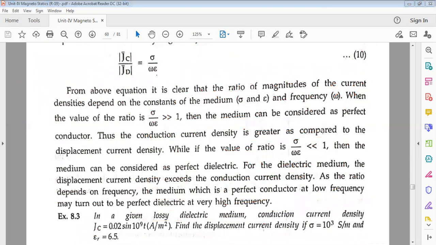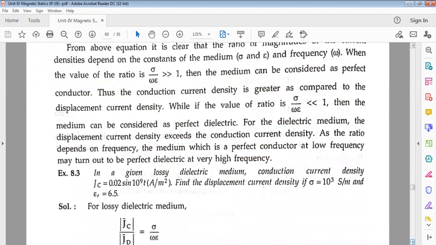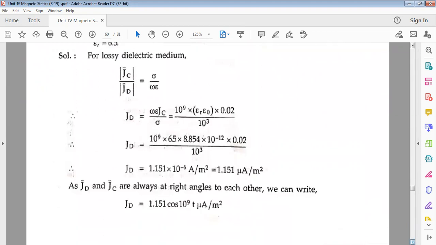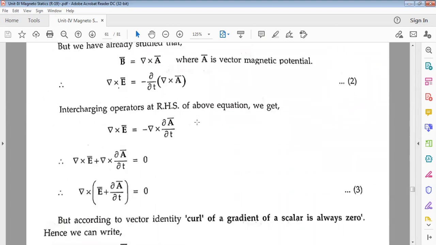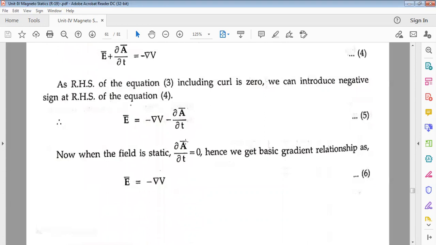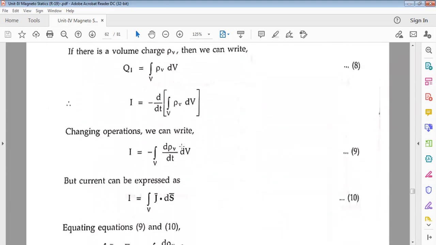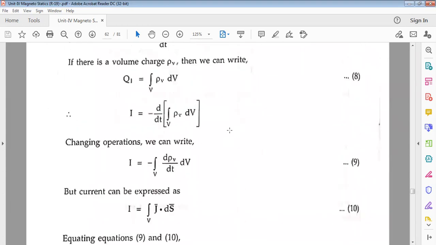So, a very, very important equation. Next, general field relations for time varying electric and magnetic fields. We know one of Maxwell's equations, Faraday's law: del cross E bar is equal to minus dou B bar by dou t. These are the general equations, and I will explain this one.